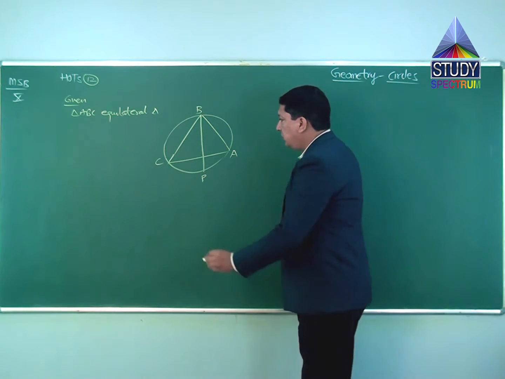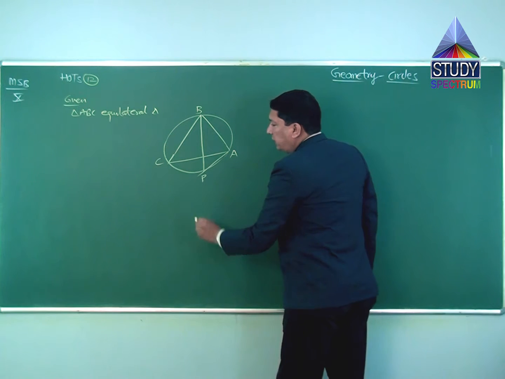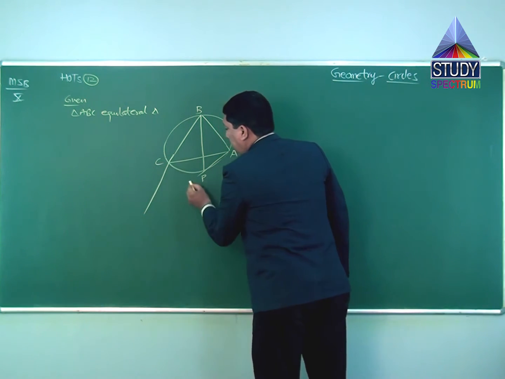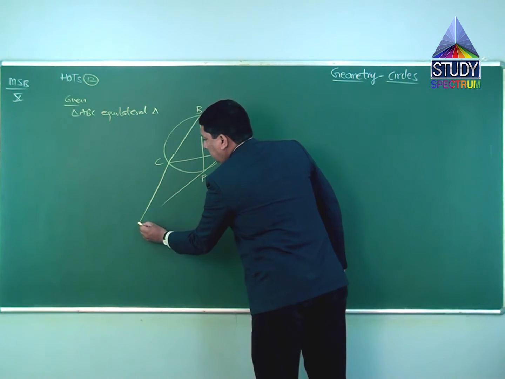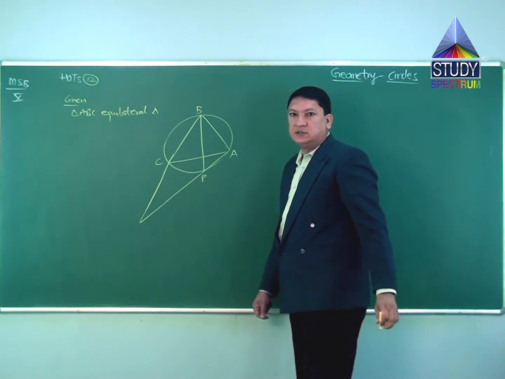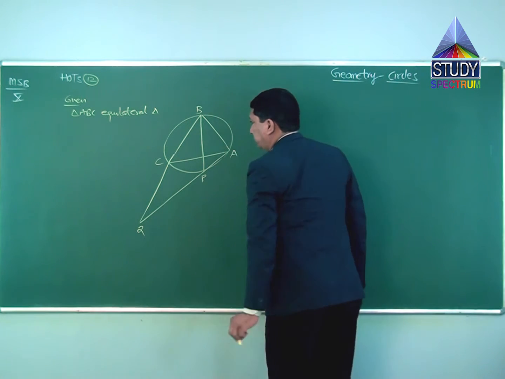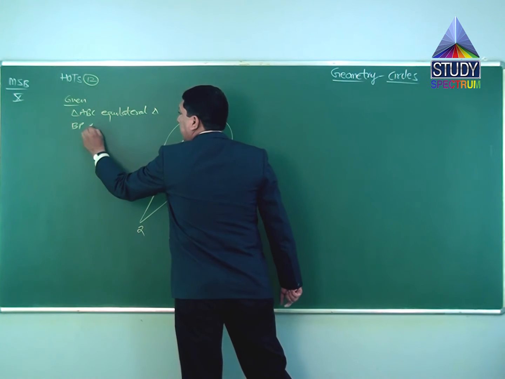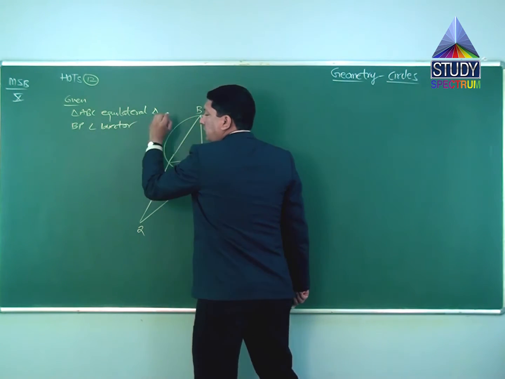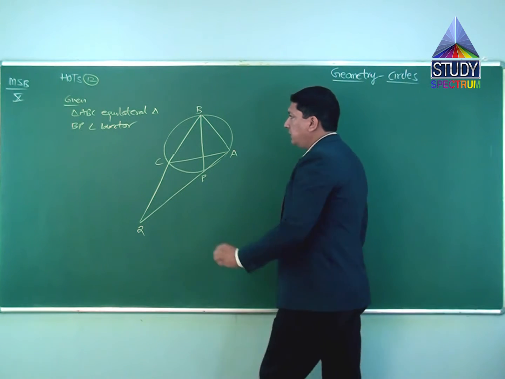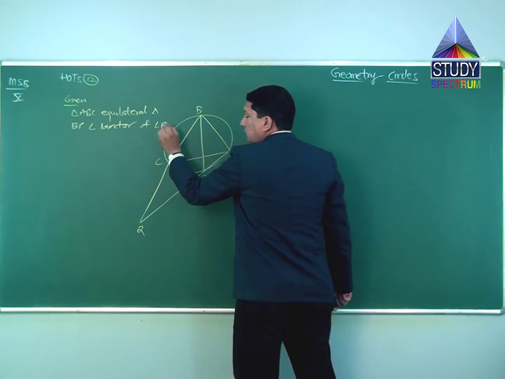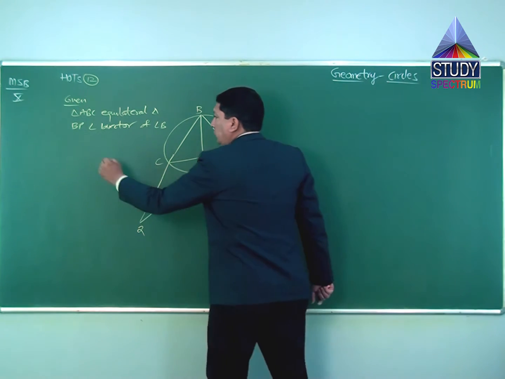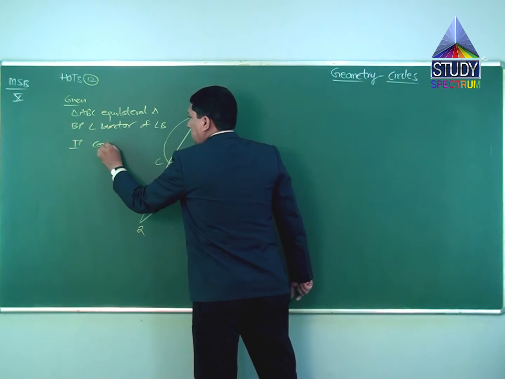Now next what's happening is, from here we are drawing a line which is intersecting this line at point. This is how the question is. This is your point Q. Triangle ABC equilateral triangle. BP angle bisector. BP is angle bisector of angle B. To prove CQ is equal to CA.